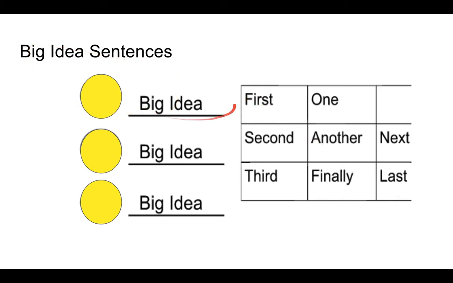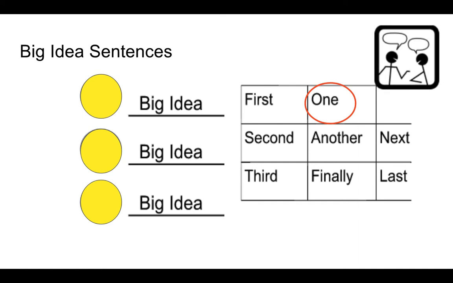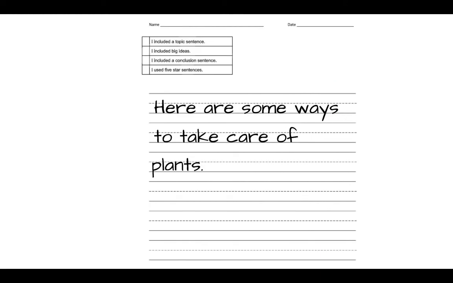Since I'm right here at the top, I'm going to choose one of these ones. So my big idea was water. I'm going to choose one as my transition word to start my sentence with. Again, before I write, I need to talk it out, whether that's with a partner or recording yourself on Seesaw. So the sentence I'm going to write is, one thing plants need is water. I have my big idea that I wrote in my planner, and I have a transition word, and it will be a complete sentence.